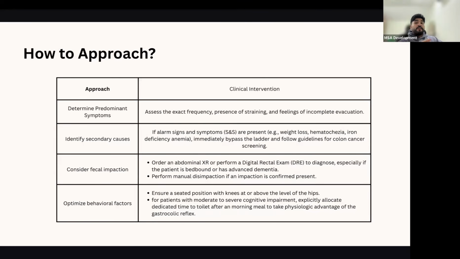Patients who have cognitive impairment, what we can do is specify and allocate a certain time where they can go and use the toilet after the morning meal. Why? Because after the morning meal, you'll have your gastrocolic reflex. So we could utilize that. So after their morning meal, they have an allocated time to go and use the toilet.